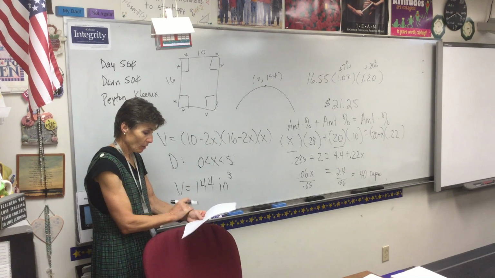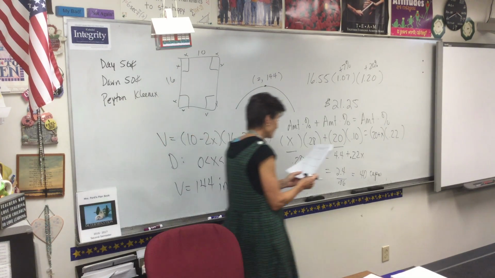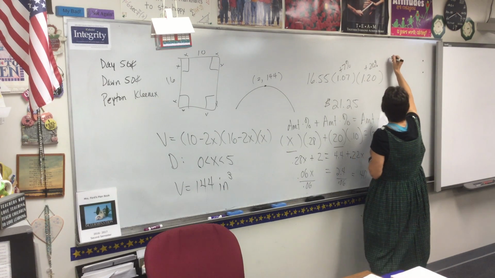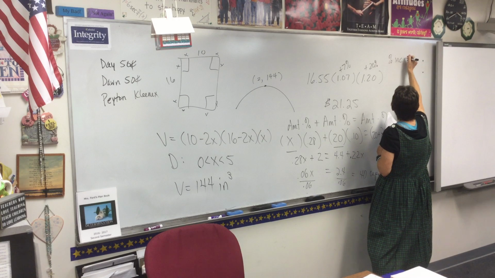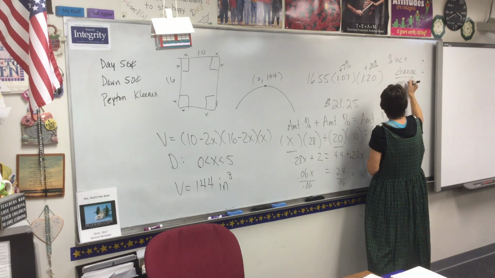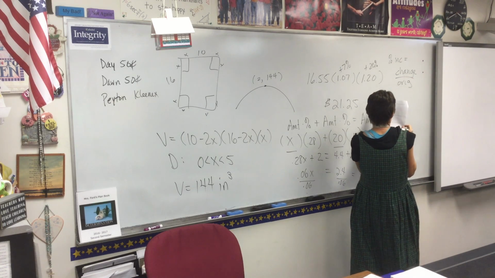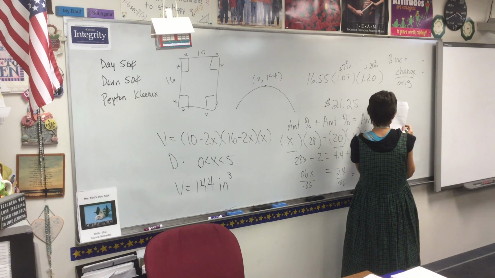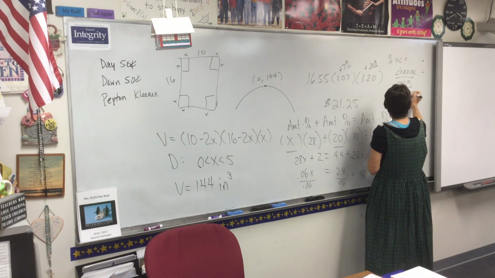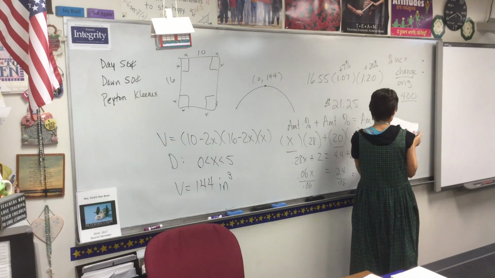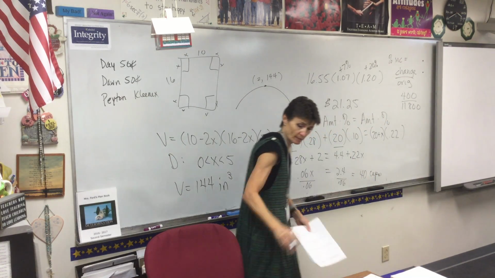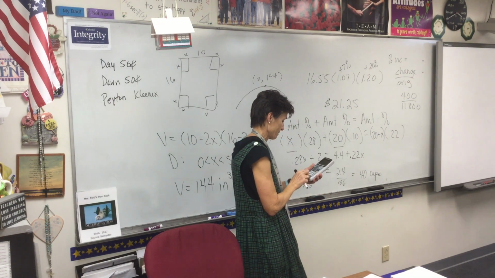And then the last word problem, we're going from 11,800 up to 12,200. So the percent increase is going to be the change divided by the original. How much did we change? We went from 11.8 to 12.2, so that is 400. And the original was 11.8. So that should give us our percent increase.